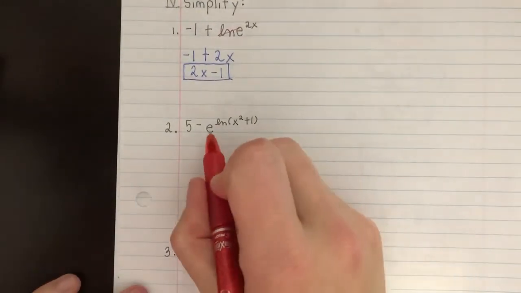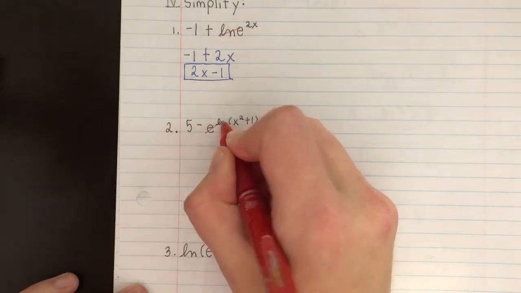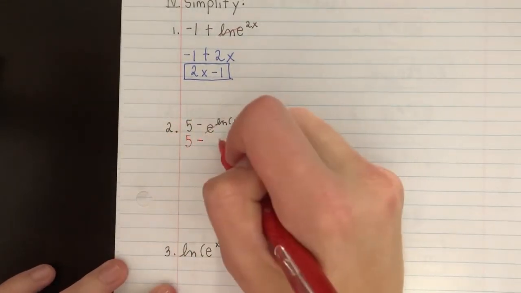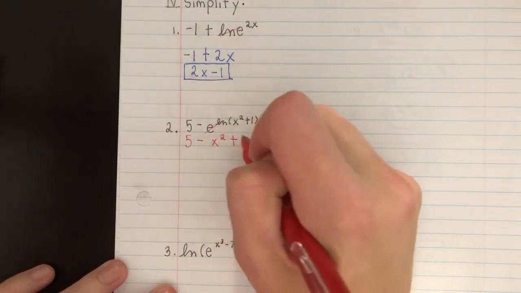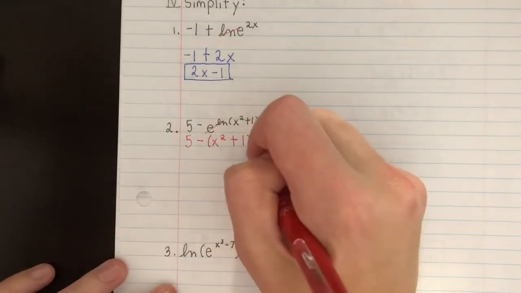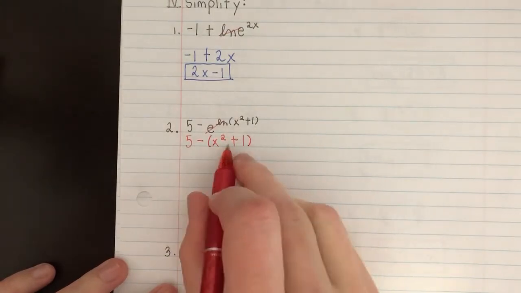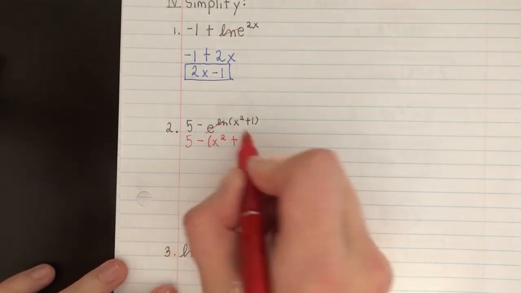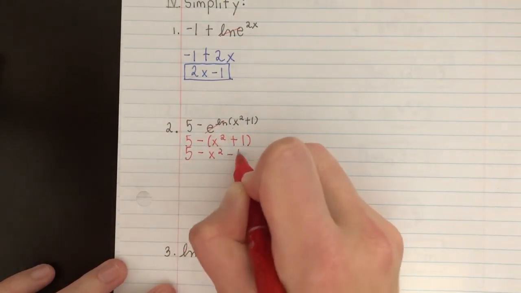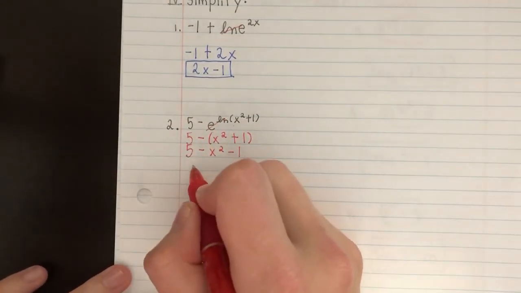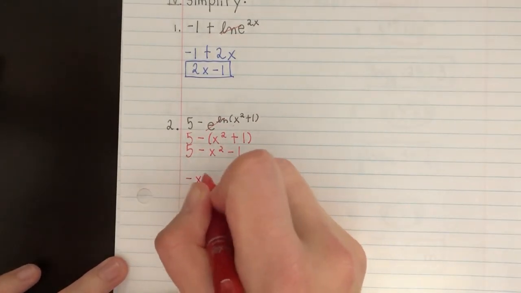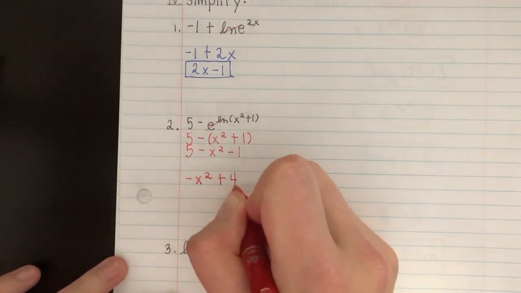Okay, again here, if you have e raised to the ln, those undo each other. So you have 5 minus x squared plus 1. But be careful because the x squared plus 1 is in parentheses and that needs to distribute through. So it'd be 5 minus x squared minus 1. So here, putting this in standard form, you would have negative x squared plus 4.